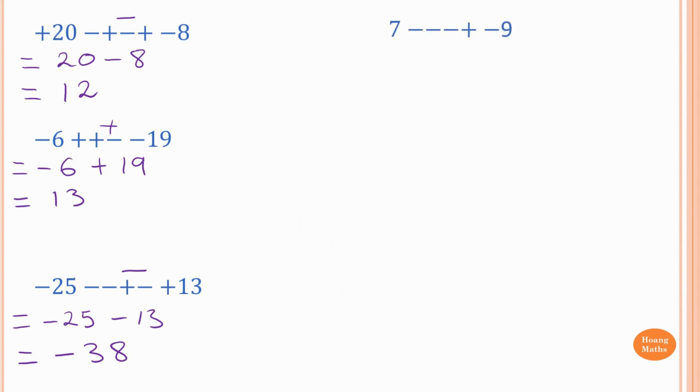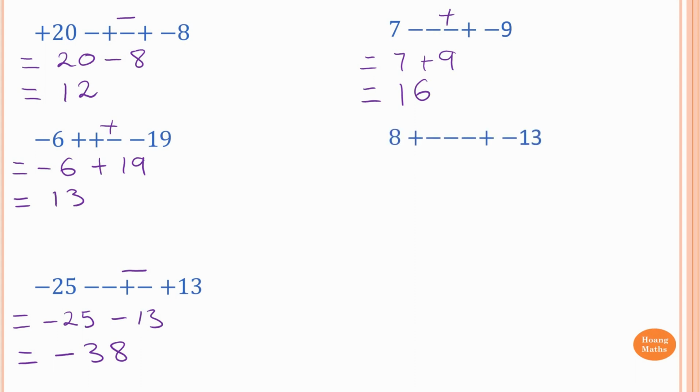Next one. 7 minus plus negative 9. So we just count how many negatives altogether, okay? We have 1 negative, 2 negative, 3 negative, and 4 negative. So it's even. So it should be positive here. So the answer is equal to 7 plus 9. Now 7 plus 9. 1 plus 9 is 10. Yet another 6. So it's 16. There you go. Otherwise, use your finger to help you to count from 9 all the way up to 7.